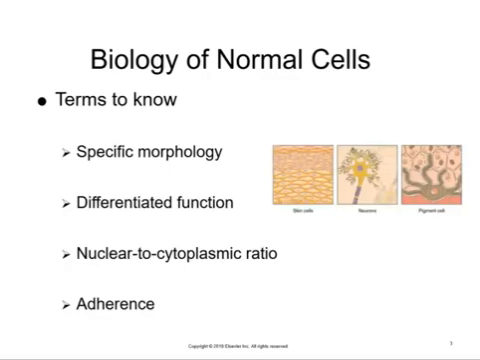All different types of cells work together in a predictable manner to make the whole body function at an optimal level. First, we're going to talk about normal cells. Each cell has a specific morphology. This means that you can tell them apart. They each have a distinct and recognizable appearance, including their size and shape.